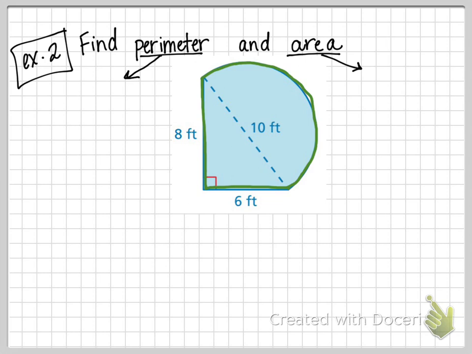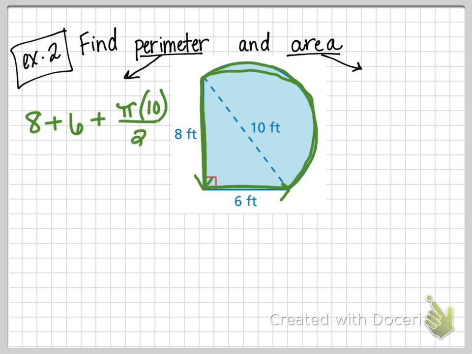Well, we know it would be 8 plus 6. If we go down this way and then over this way, that's 8 plus 6. And then we have to figure out the distance around the circle. We know that's a semicircle, so it's going to be half of the circumference because we're just talking about the outside. So we'll do the circumference, pi times the diameter, or 10, and divide that by 2 because it's half of the circle's circumference.